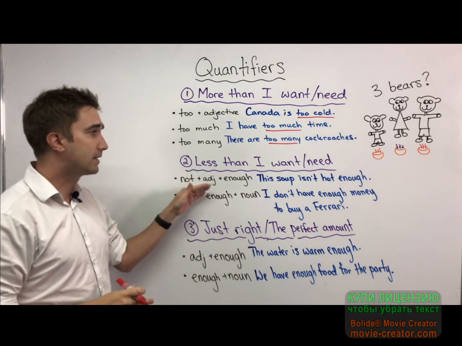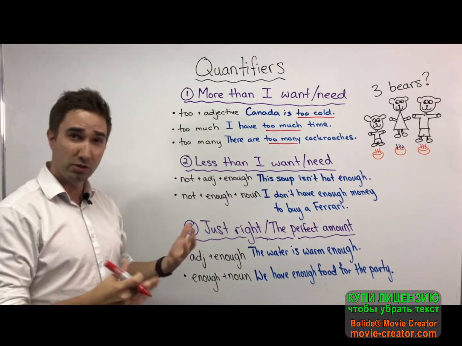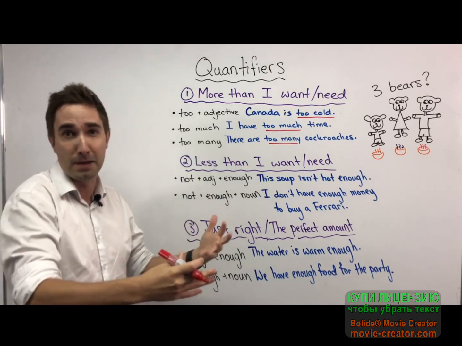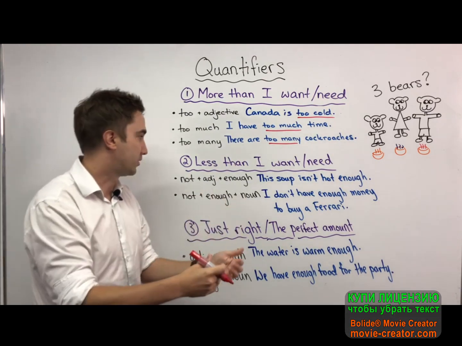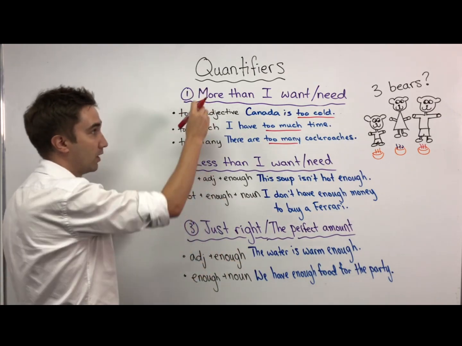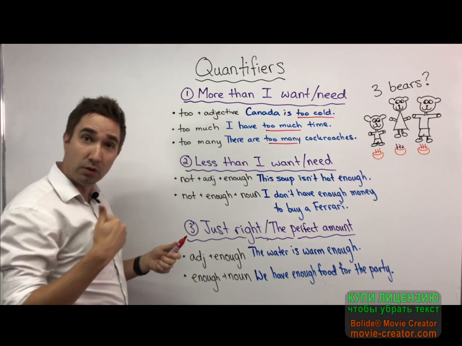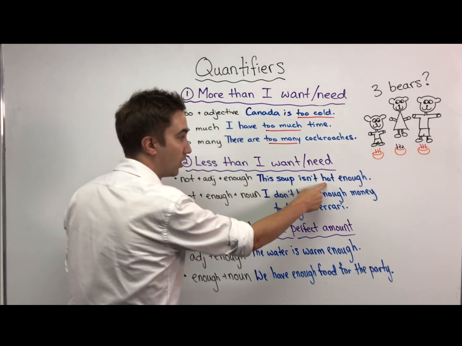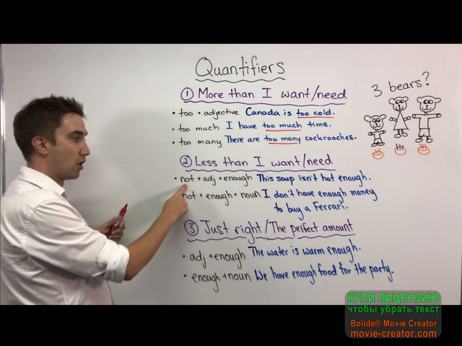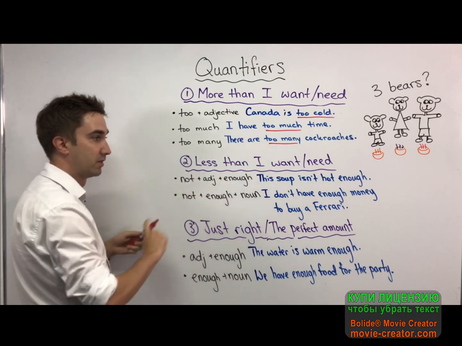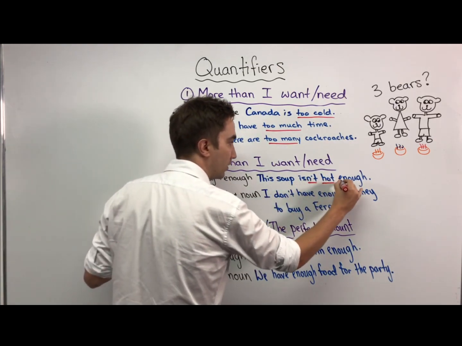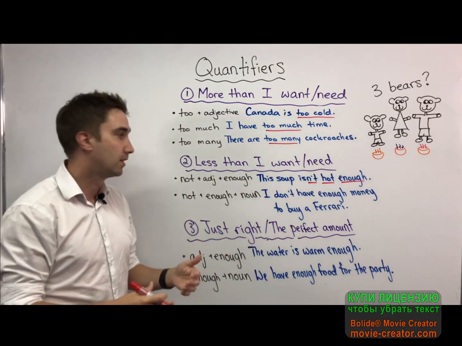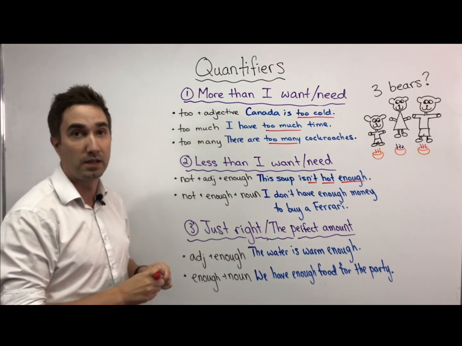Moving on to less than I want or need, which is also a bad thing. I like things, I like money, I like time. I want more of those things. So these are actually quite opposite. So maybe I go to a restaurant and I say, this soup isn't hot enough. So we can use not plus adjective plus enough to say I want more, or it's not enough. It's less than I want or less than I need.